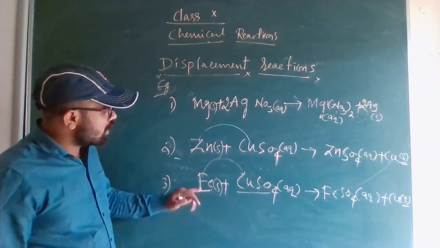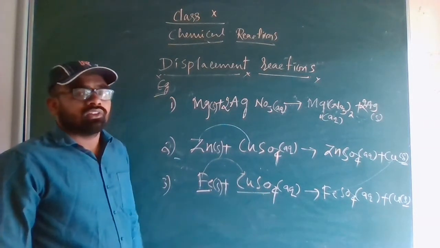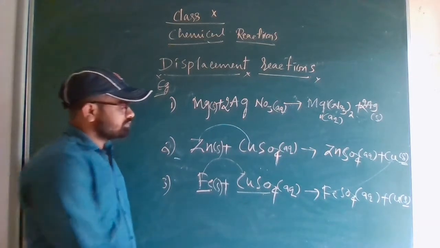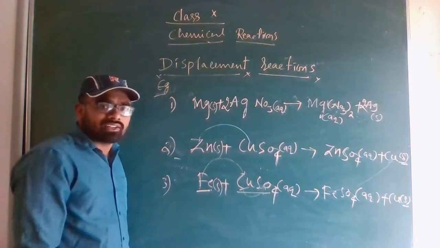Okay, so iron takes SO4. Okay, this is like a cricket bat. You are a batsman, holding a bat. Sulfate is the bat.